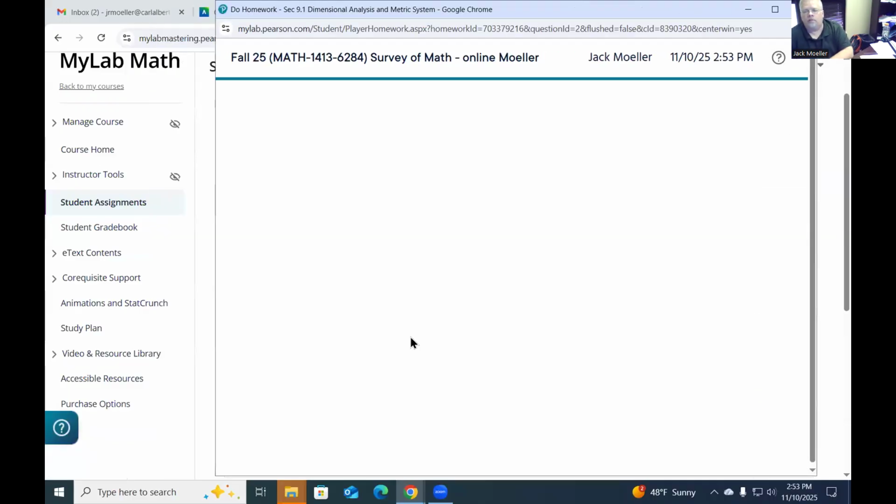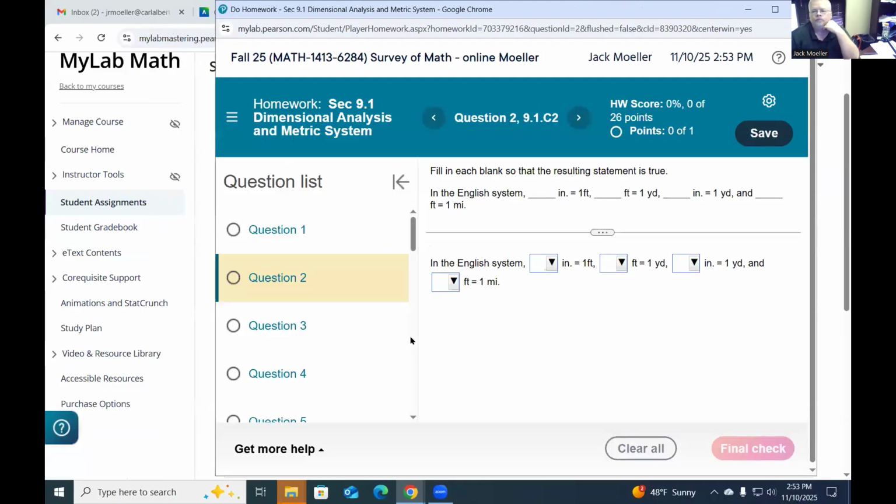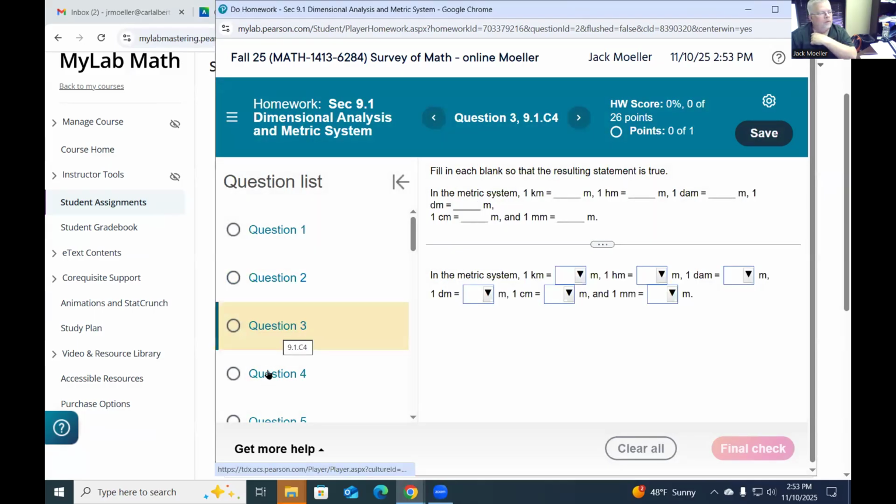So this is from the 9.1 homework. Like I do definitions in some of the early ones, like here's a problem. Do you know inches to feet, feet to yards? That's a good basic question. Just help you with your conversions. A couple of those in there.